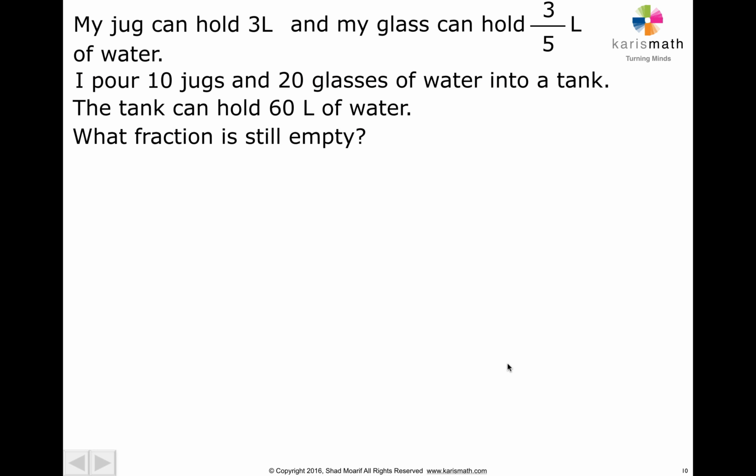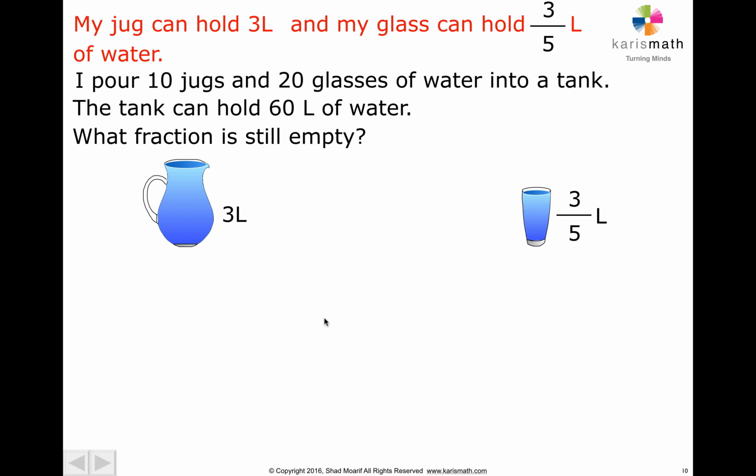Great, you got that? Let's look at this one. My jug can hold 3 liters. Okay, here's my jug. It can hold 3 liters of water, and my glass can hold 3/5 liters. So this is my glass. It holds 3/5 liters of water. Now I pour 10 jugs and 20 glasses of water into a tank.